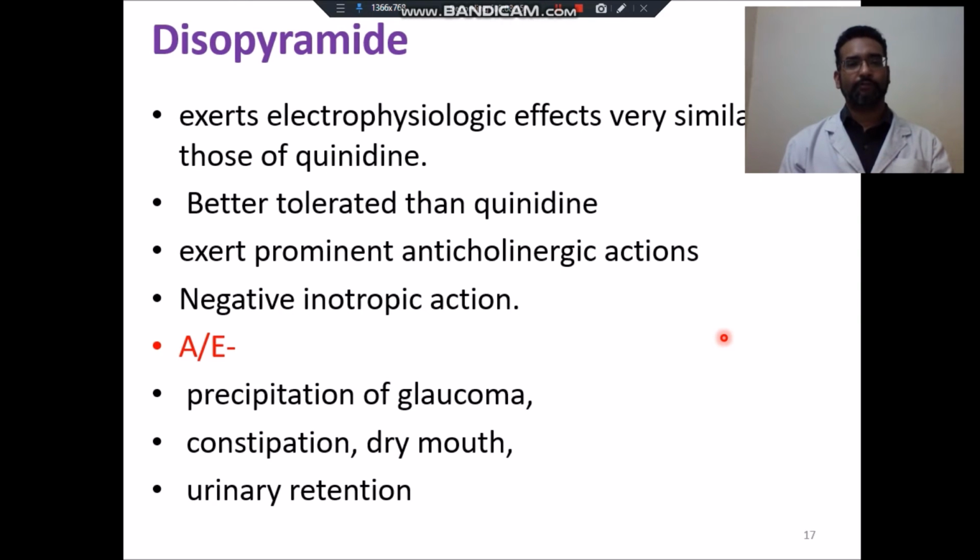The next drug in the class 1A is disopyramide. It exerts electrophysiological effects very similar to quinidine, but most of the side effects of quinidine are lessened in disopyramide. But there are certain new unique side effects in disopyramide. It causes precipitation of glaucoma and has certain anticholinergic side effects: constipation, dry mouth, and urinary retention.